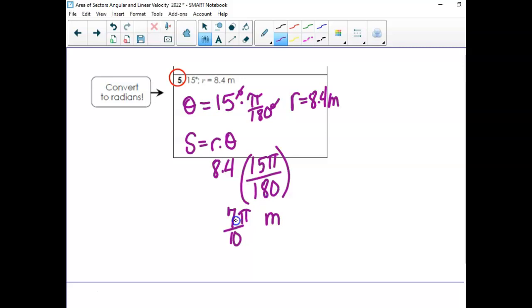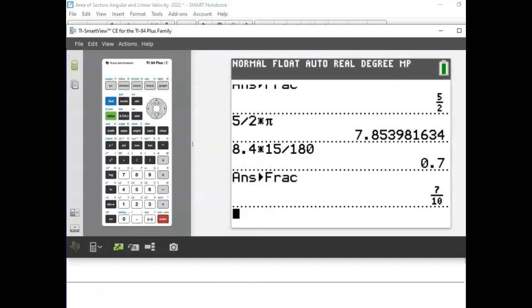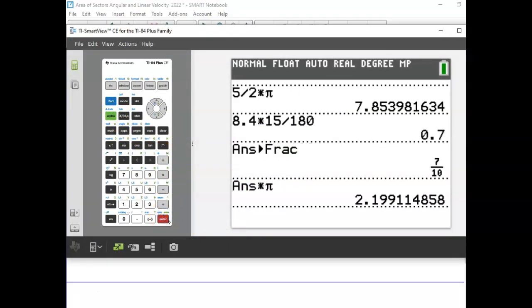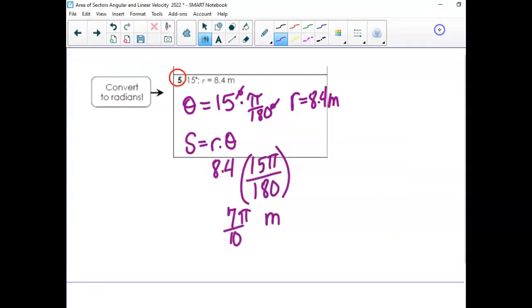Did that work? Okay, and then now we need to multiply by pi. I'm just going to type that last answer times pi this time. 2.2, anybody? So 2.2 meters. Okay, I'm not going to do 50 million examples. It's a pretty straightforward formula. We good? Look back at your notes if you don't remember later.